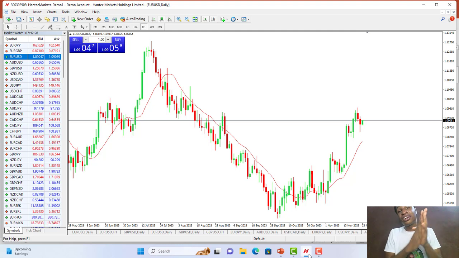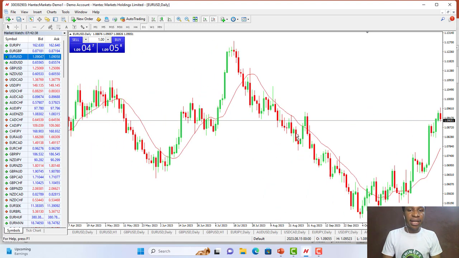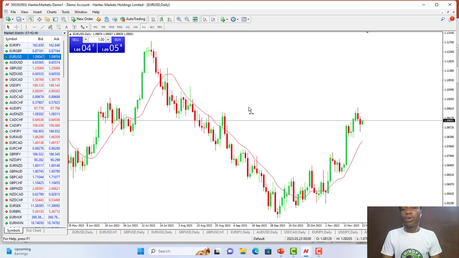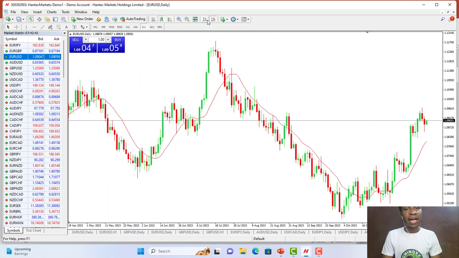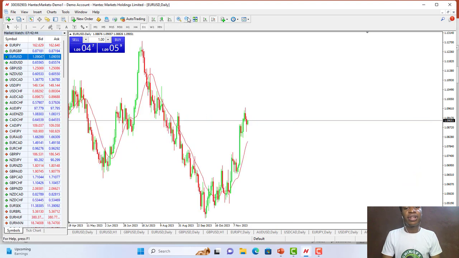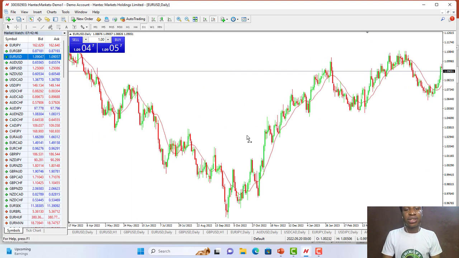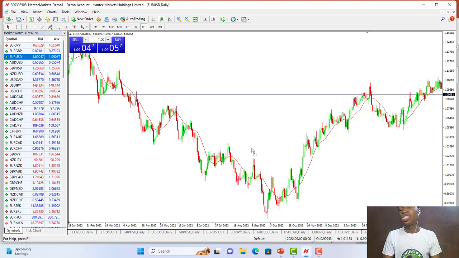Adequate understanding of the candlestick is what gives you an edge in this forex market, because it's going to help you to be able to read the chart, whether you are going for a buy or for a sell. Adequate understanding of this candlestick will help you. It's just like a shortcut in the forex market.